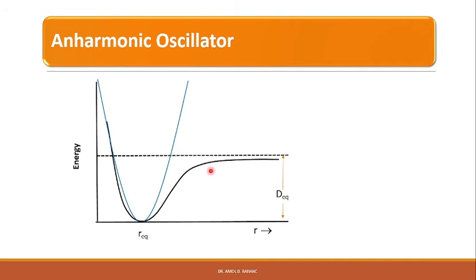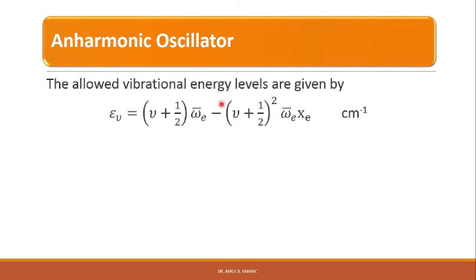For a particular electronic energy level we have the different vibrational energy levels, as we will see in the upcoming lectures. The corresponding dissociation energy is shown here. So the allowed vibrational energy levels are given by E nu equals nu plus half omega E bar minus nu plus half square omega E bar into Xc, right. The first expression is for the harmonic oscillator, and in this expression we have added the term due to the unharmonicity, right.